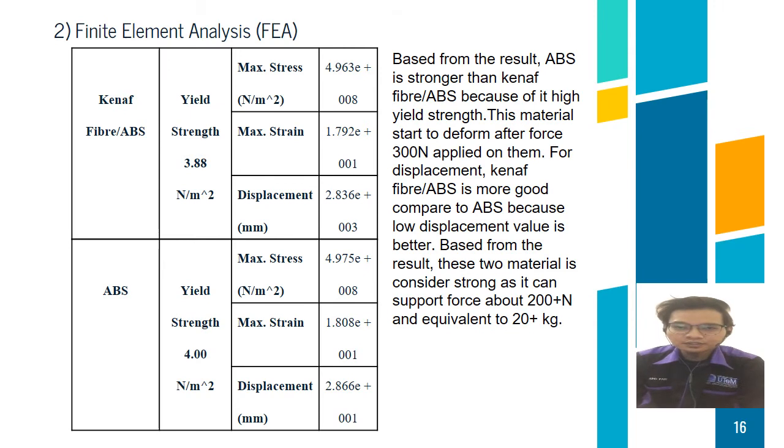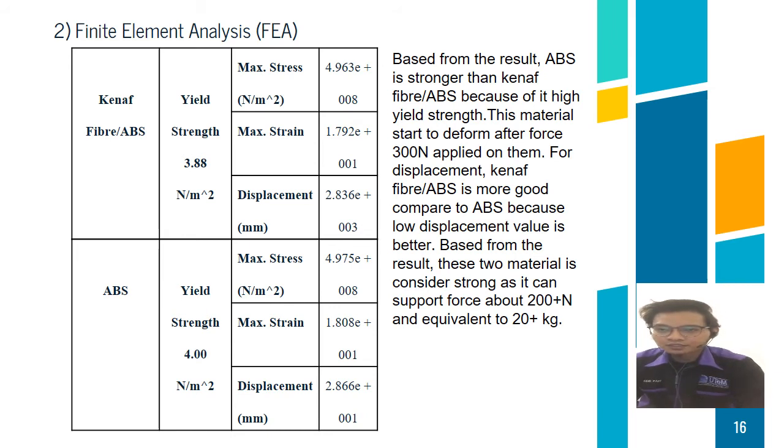Okay, the next result is for finite element analysis. This is an example of the result that we get after we perform the simulation between these two materials. We can see the yield strength for these two materials is not too different, and for the maximum stress, ABS has a higher value compared to kenaf fiber. For the displacement value, kenaf fiber has a lower displacement value compared to ABS, and a low displacement value is good compared to a high displacement value.